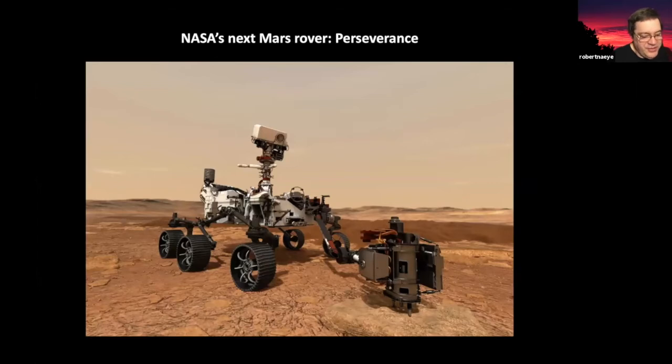So less than 2 months ago, on July 30th, NASA launched its next Mars rover, Perseverance, or they call it Percy for short, to go to Mars, and it'll land on February 18th of next year. So here's a piece of art depicting Percy on the surface.